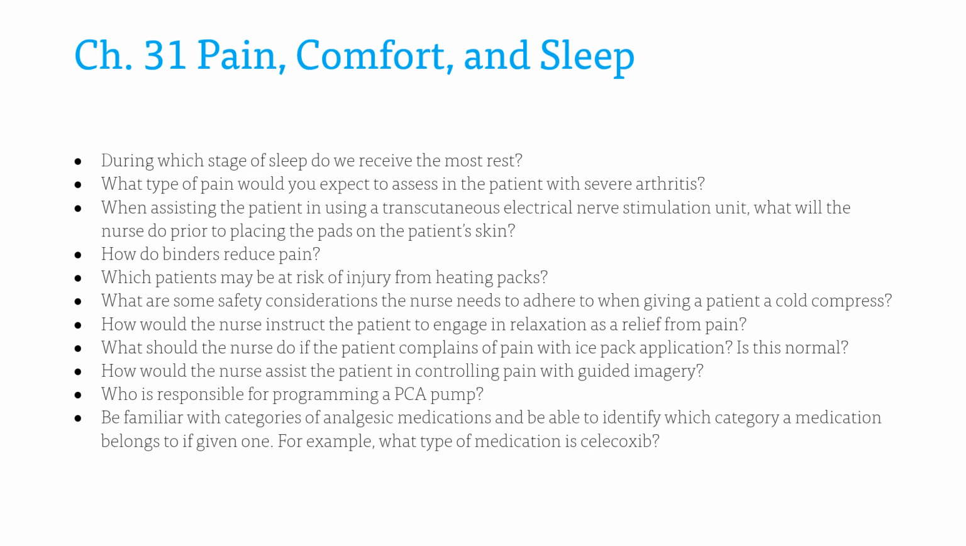Another important category of analgesic medications to pay attention to would, of course, be our non-opioid analgesics, which include our NSAIDs. So be familiar with some of the examples that they list on this page, including ibuprofen, naproxen, and indomethacin.